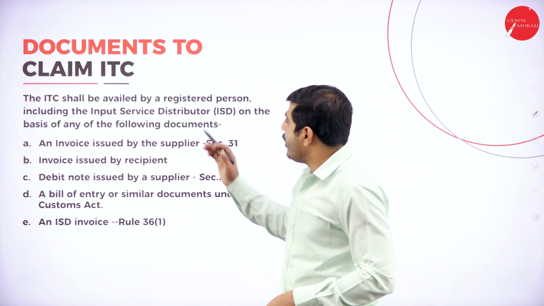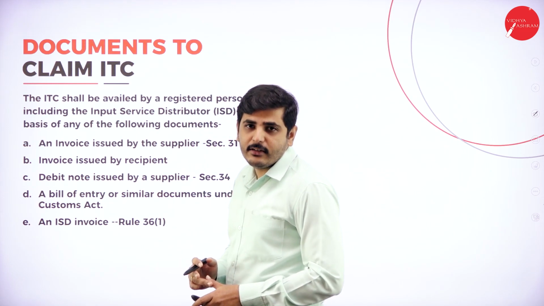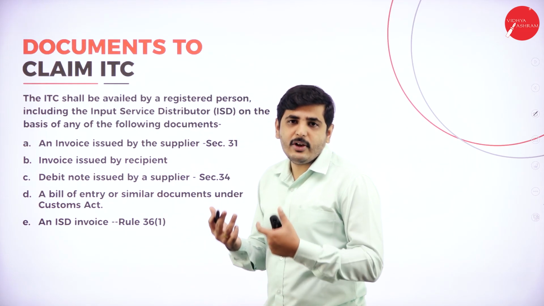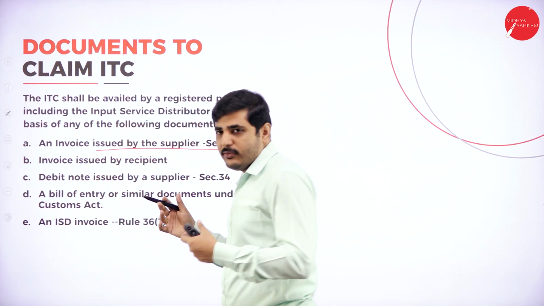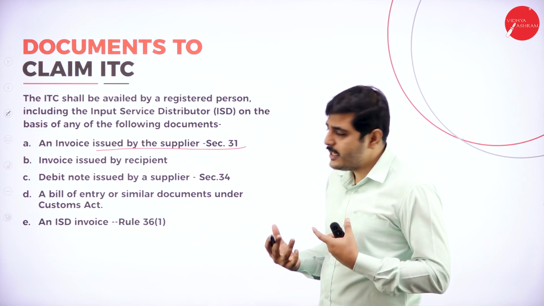Next point, documents. What are the documents we can submit, or what documents are required to claim the input tax credit? First one, an invoice issued by the supplier. What are the invoices or bills? What are the documents issued by the supplier of goods?